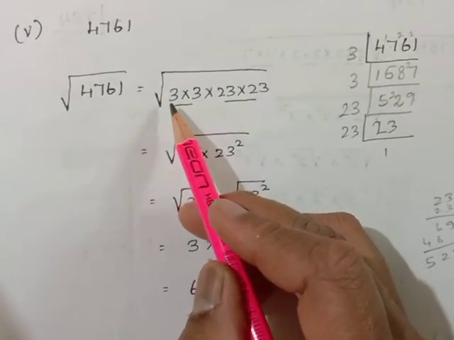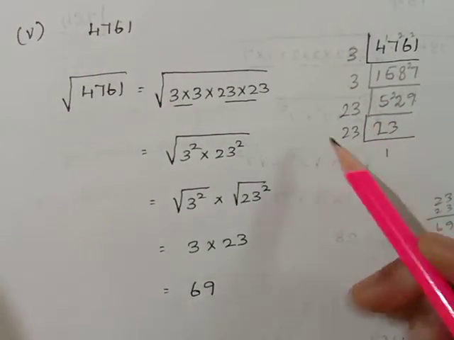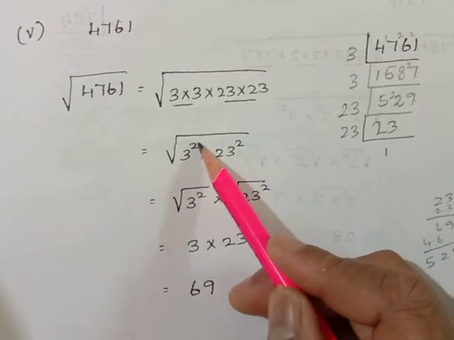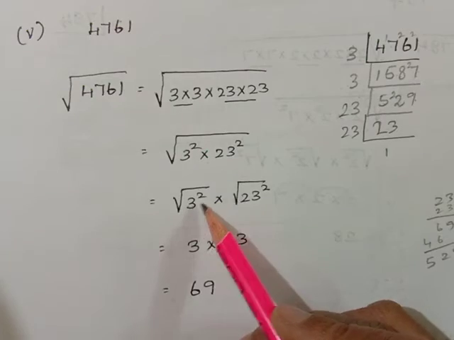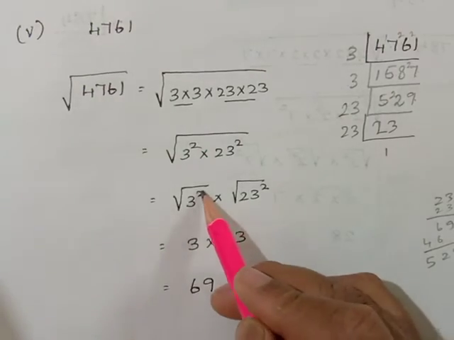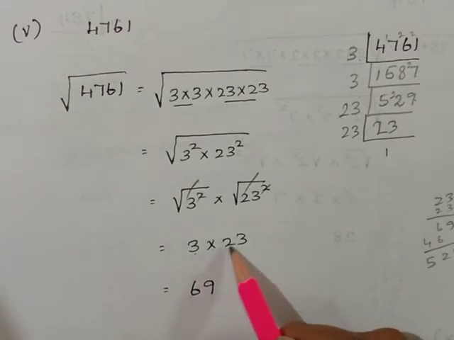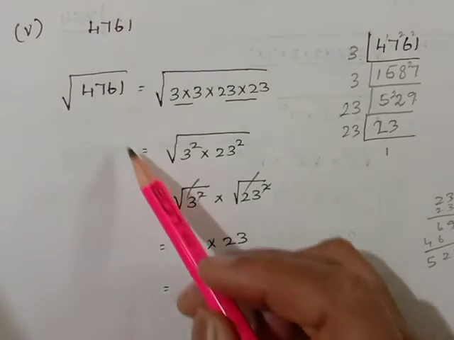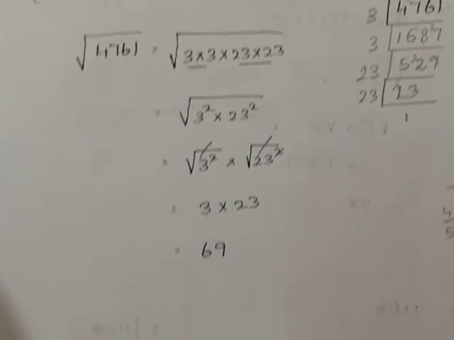Now we can write the numbers. Square root of 3 into 3 into 23 into 23. 3 into 3 can be written as 3 square. 23 into 23 can be written as 23 square. Now we can separate the root and write down, square and the root get cancelled. Therefore 3 into 23, 69. Square root of 4761 is 69.